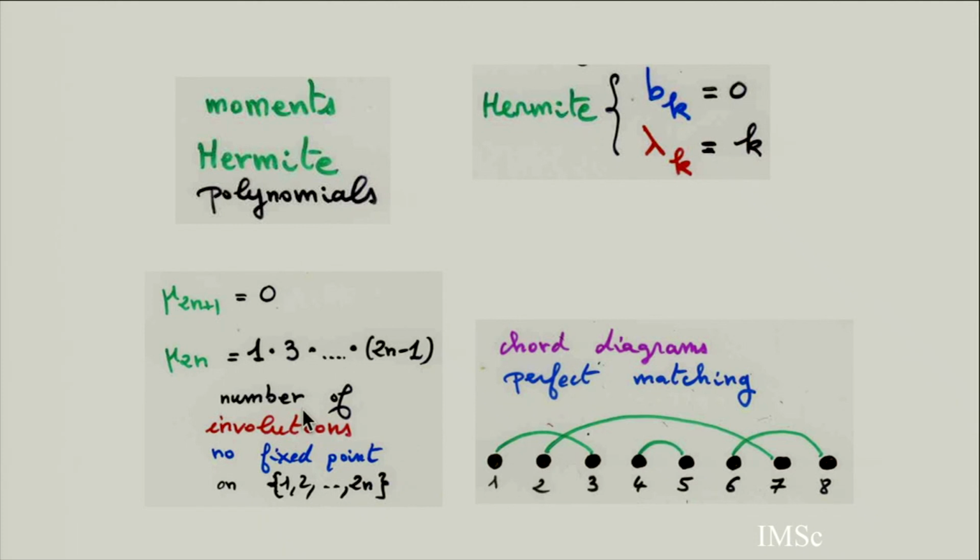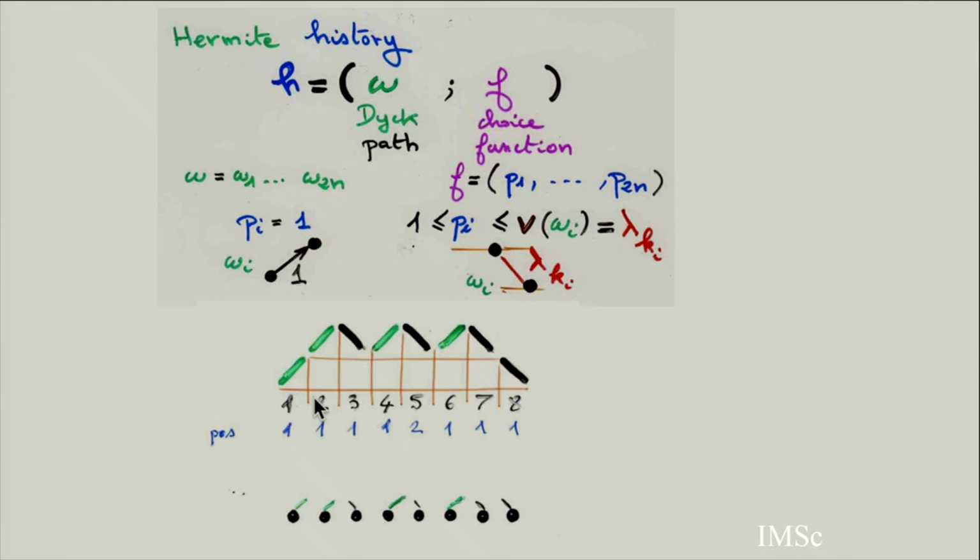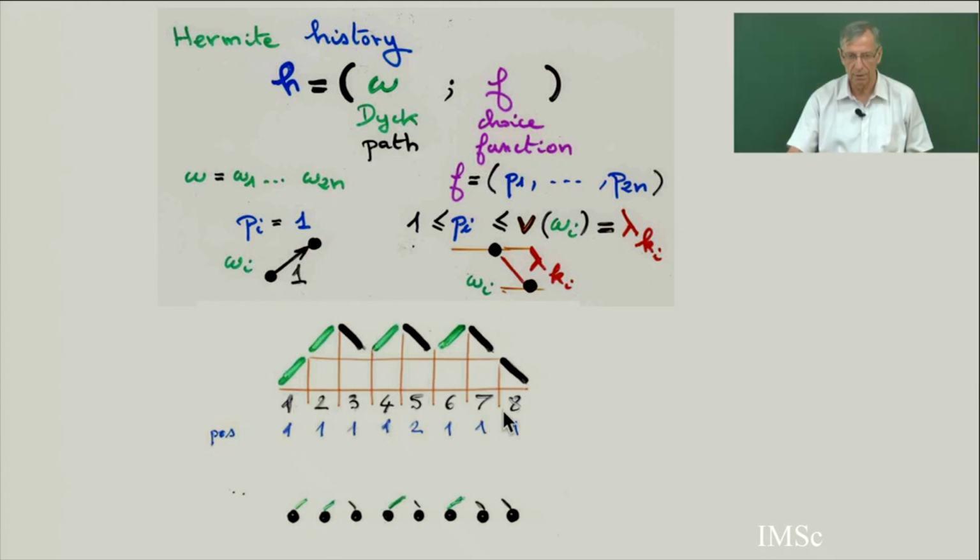So the restriction of the Laguerre history gives me these involutions with no fixed point, which can be seen as a chord diagram of a perfect matching. This is also 1 by 3 by 5 by etc. An involution with no fixed point can be written like this, only cycles of length 2. So I give you an example with this Dyck path, with this history, see? When you go down, there is a weight lambda_{k_i} if the level is k_i. So this is an example of a Hermite history.